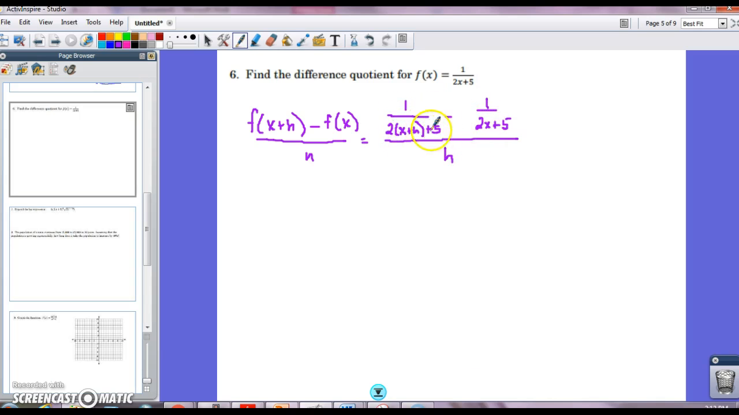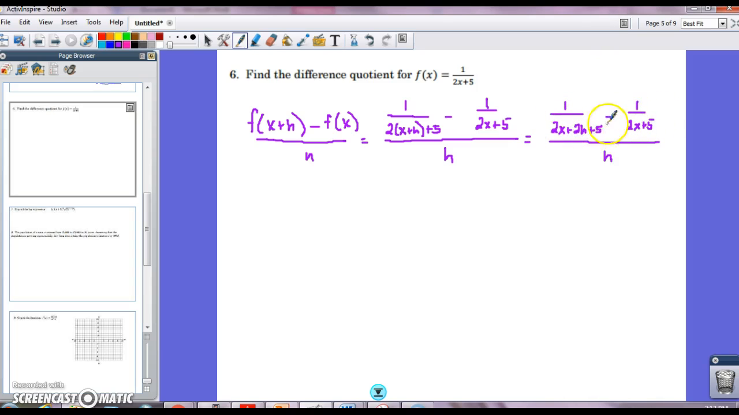The first thing I want to do is distribute here. So I end up with 1 over 2x plus 2h plus 5 minus 1 over 2x plus 5, all of that over h. Now don't fall into the trap. It's just a silly kind of careless mistake. Some people think, oh, well, I'll just multiply this by 2h over 2h so that I get a common denominator. You can't do that, right? This is all one denominator. This is all one denominator.